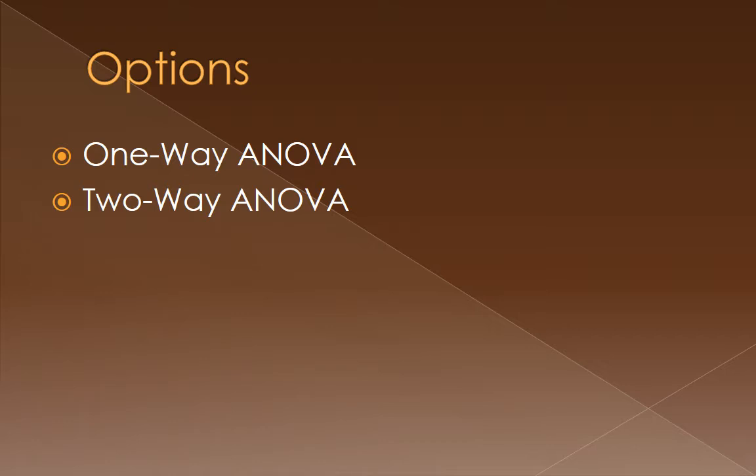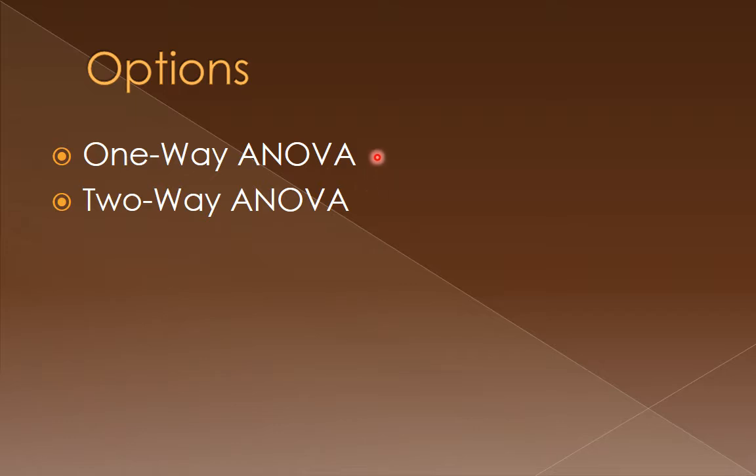We have a couple options if we want to perform an ANOVA. We have the one-way ANOVA and we have the two-way ANOVA. One-way ANOVA is used when we have one independent variable and two dependent variables. Hopefully you know the difference between an independent and a dependent variable by now.